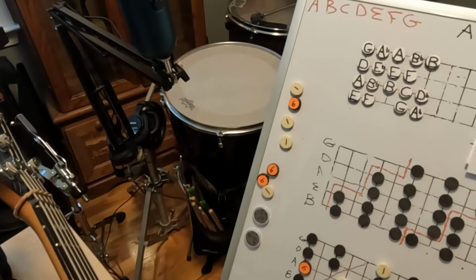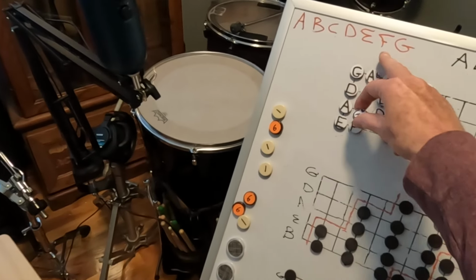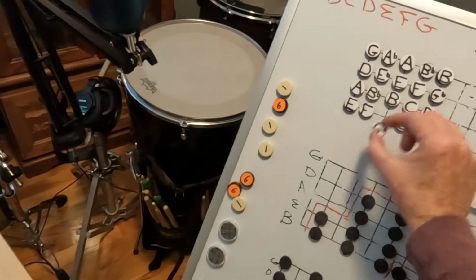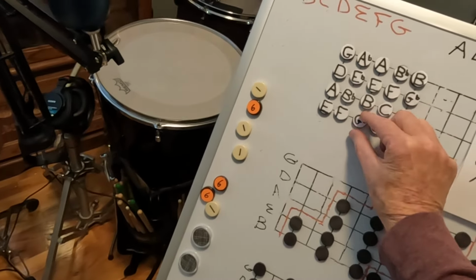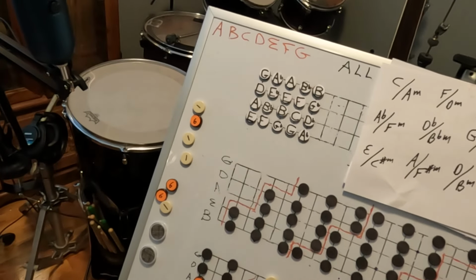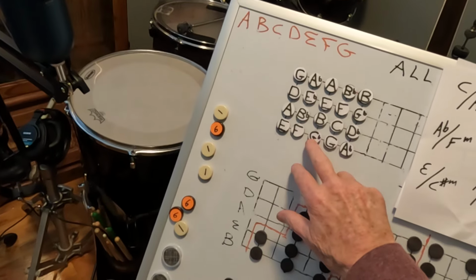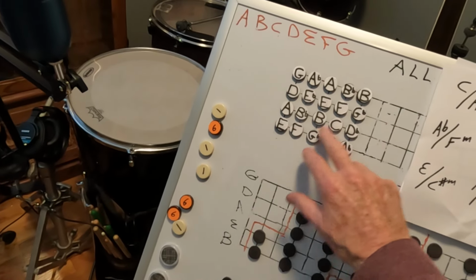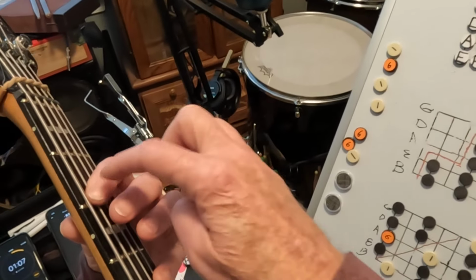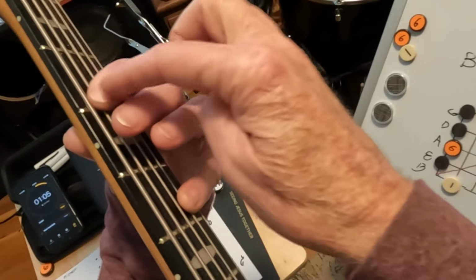And finally, F sharp or G flat. We're calling it a G flat just because that's basically the way the most common keys are. And it's the second fret of the E string and the fourth fret of the D string. Right there, can you see that?